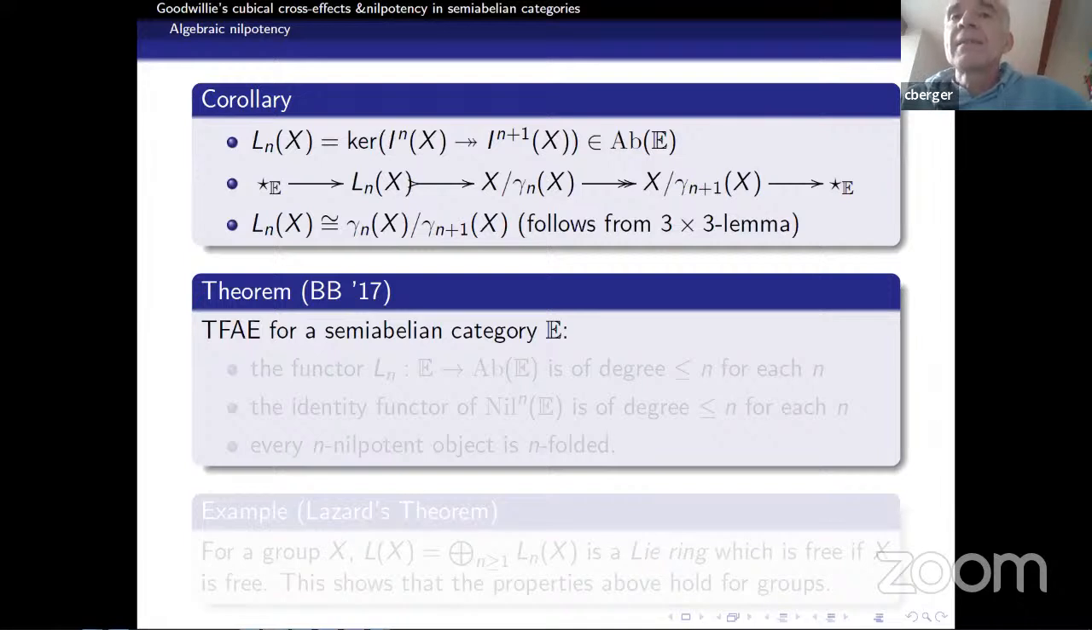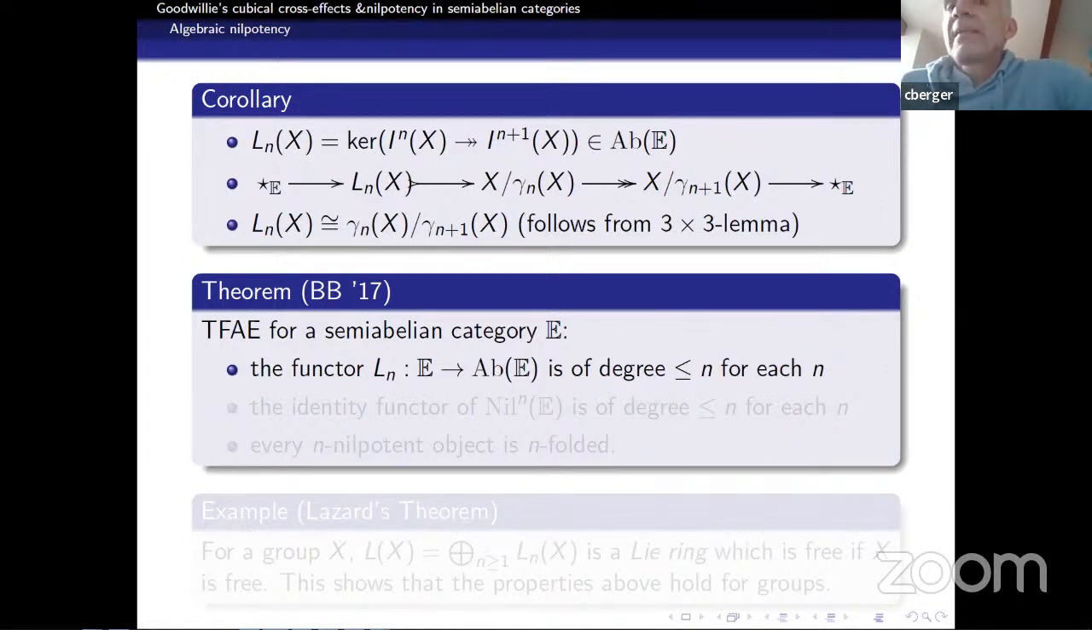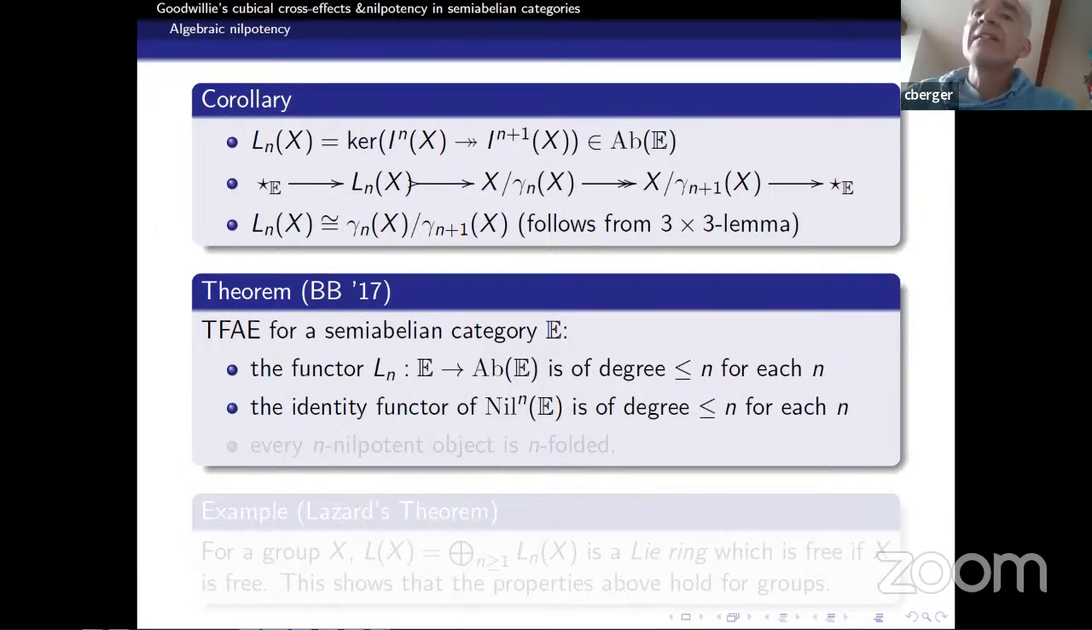You can look at the condition whether this functor ln, what is its degree. And in general, it is not true that it is of degree less than or equal to n. But if this is the case, then it's equivalent to two other conditions, namely that the identity functor of the subcategory of n nilpotent objects is itself of degree n.